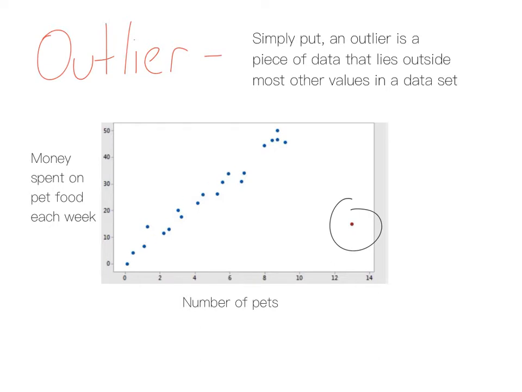The other thing could be that this is a really terrible person who starves their pets. They own 13 pets and they only spend a little bit of money on each. So they're starving their dogs or something terrible like that. Or maybe they have a bunch of outside pets and they're really, really cheap to feed. Maybe they have a bunch of chickens, right?